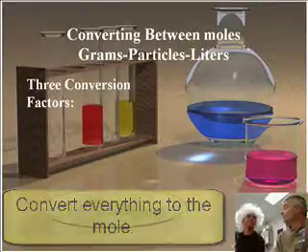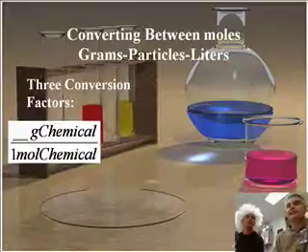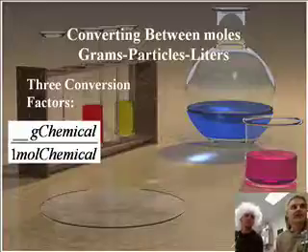First rule of chemistry. So there's 3 conversion factors. You should definitely write these down. There's so many grams in a mole of a chemical. Now, let me give an example here.